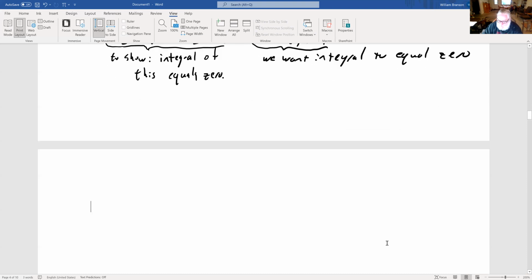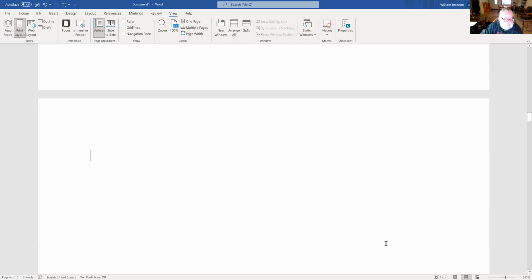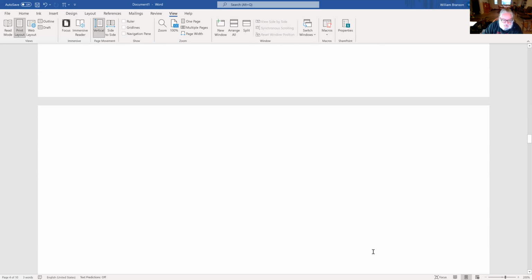So let's see, how many pages do I have left? I've got plenty of space left. So I'm just going to move my cursor down here so I don't accidentally bonk it.